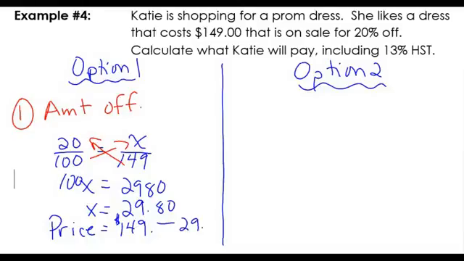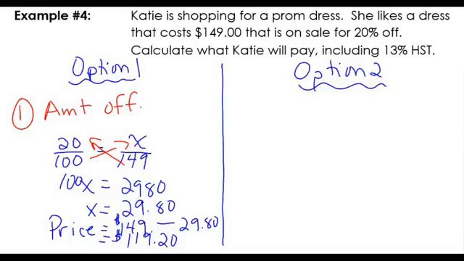minus $29.80. That's before tax. So 149 minus 29.80 gives me $119.20. Now the zero won't show up on your calculator. You need to remember, common sense wise, that we wouldn't write money out in terms of 119.2. We would write the 20 cents.